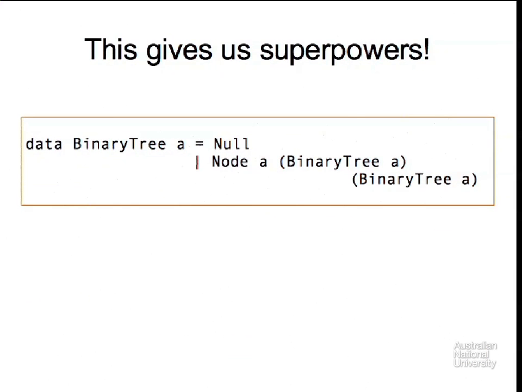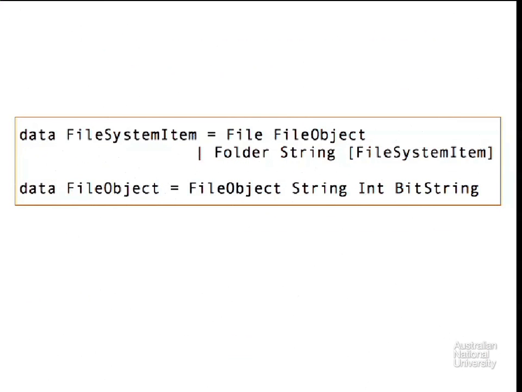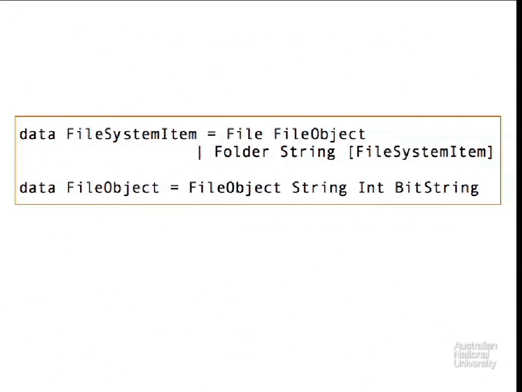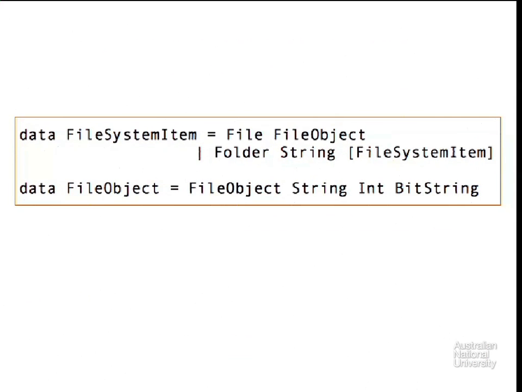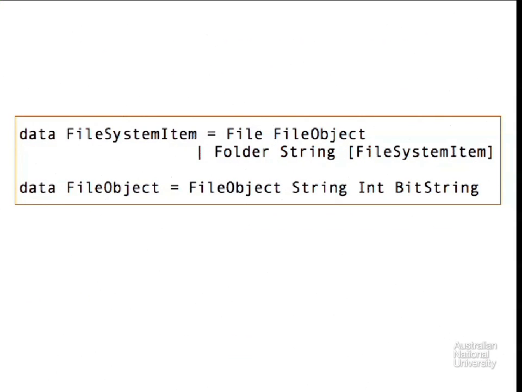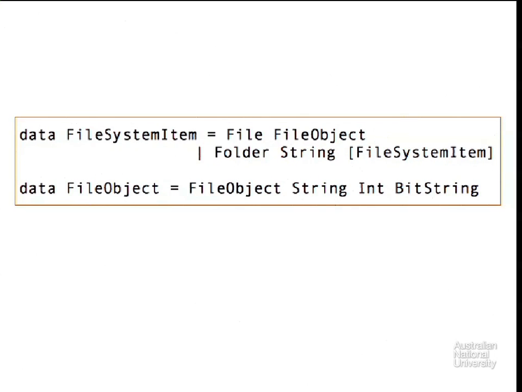Anyway, here's just one final example of the kind of stuff we can do with this. A file system item is either a file which has a file object, or it's a folder which has a string for its name, and then a list of file system items. For instance, this might represent a folder which has some folders inside it and also some files inside it. So this stuff works fairly nicely for representing that kind of thing.